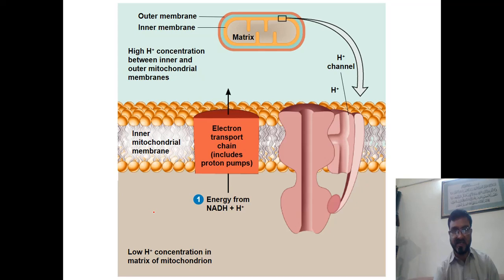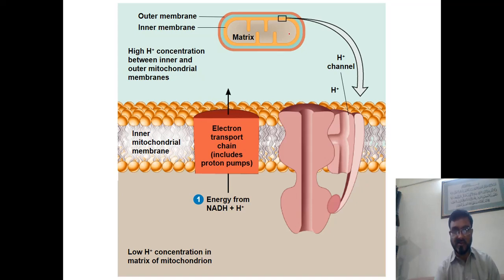So this portion of the mitochondria that has been shown, this is the outer layer, this is the inner layer, this is the interspace. All of that is happening in this region. There is a higher proton concentration between the inner and outer mitochondrial membrane. This is the inner mitochondrial membrane, this is the inner, this is the outer. The electron transport chain includes the proton pumps. Here is the low proton concentration in the matrix of the mitochondria. This is the matrix portion.